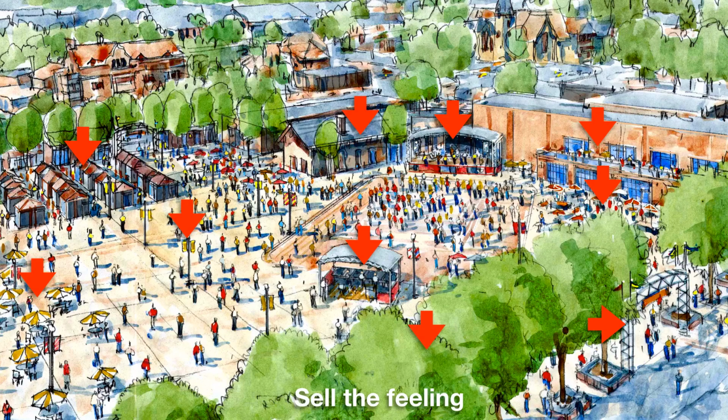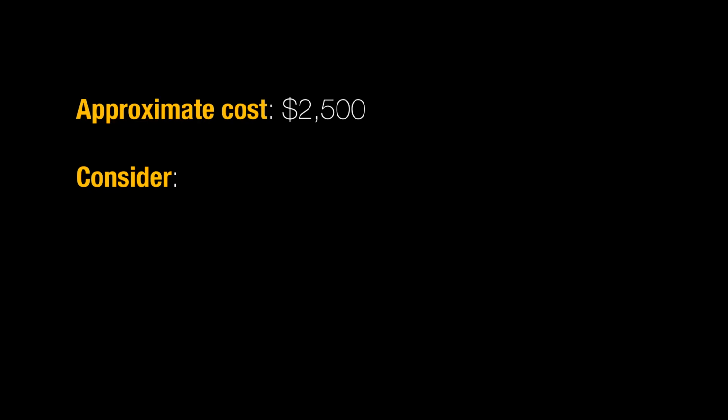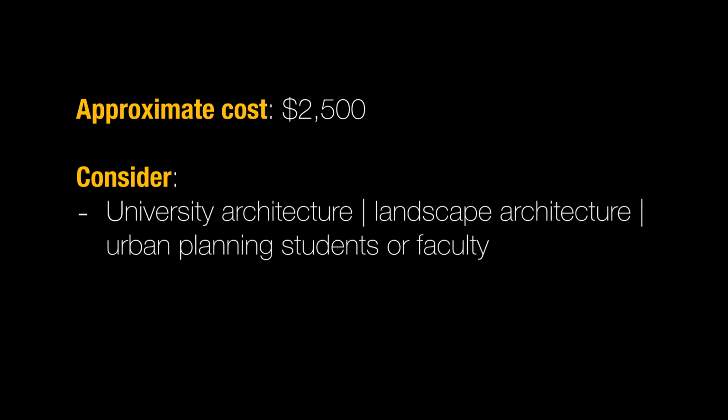And so the purpose of doing your rendering is to say, this is what our simple, plain, cheap plaza could look like over time. And that is really important. Now, to do this, and this is just an option, would be probably $2,500. Remember, you're starting with something really simple. You could even have a university architecture class or landscape architect or urban planning students or faculty help you design what it could look like.